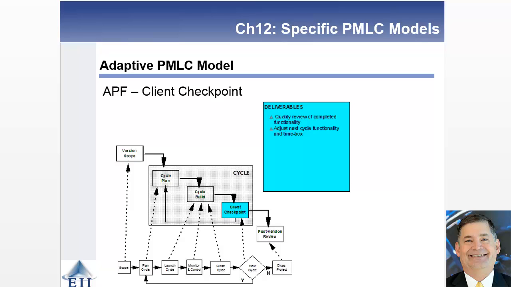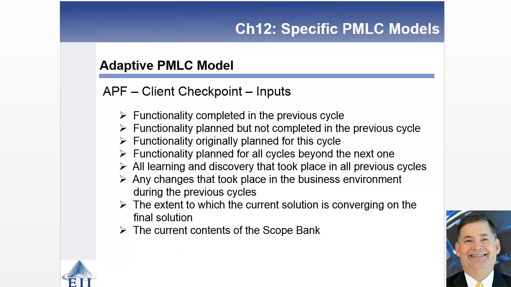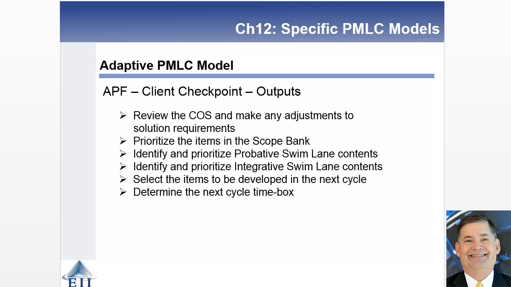You have your client checkpoint at this point to look at the completed functionality and then determine how you're going to adjust the next functionality and time box. How big is that going to be? Lots of inputs are coming in at this client checkpoint. What did you get done? What did you plan to do but did not get done? What functionality do you still have left to do? What learning took place in previous cycles and during this cycle? And then the current contents of the scope bank out there.